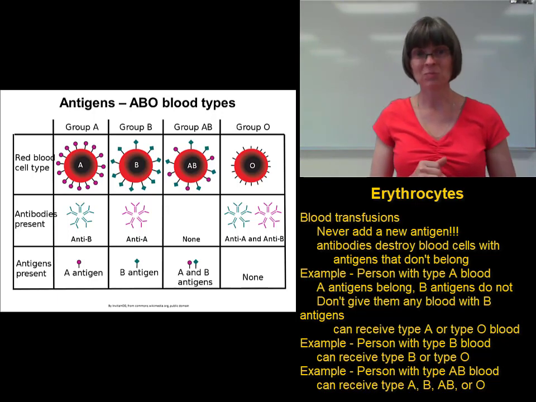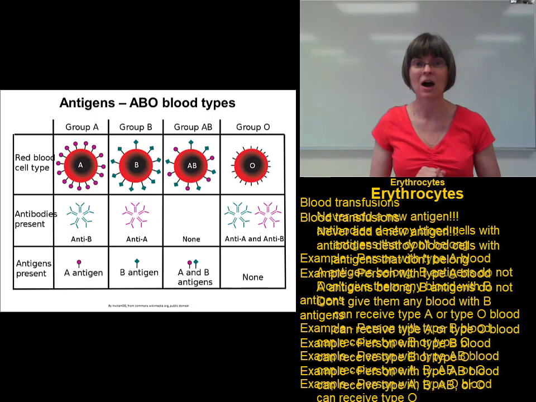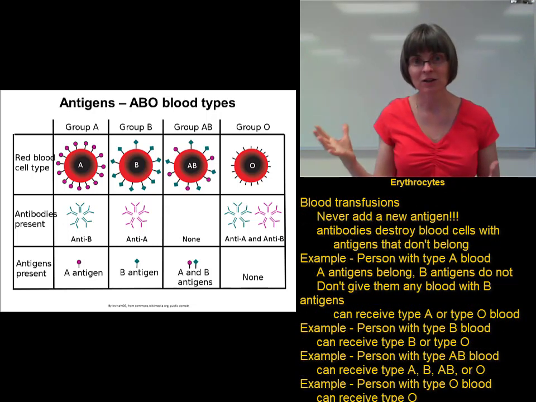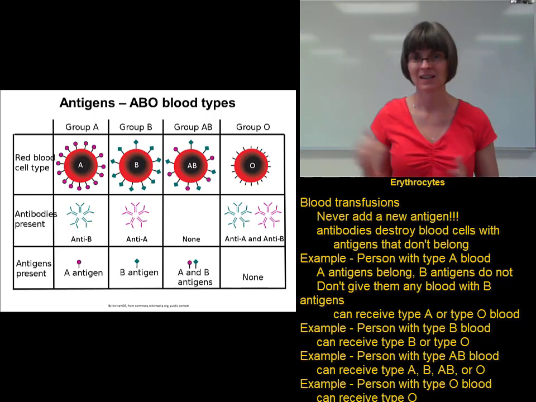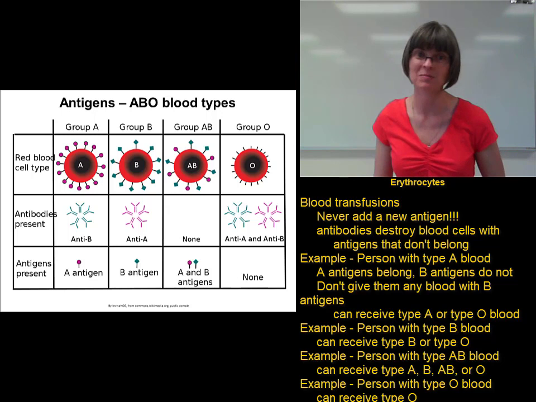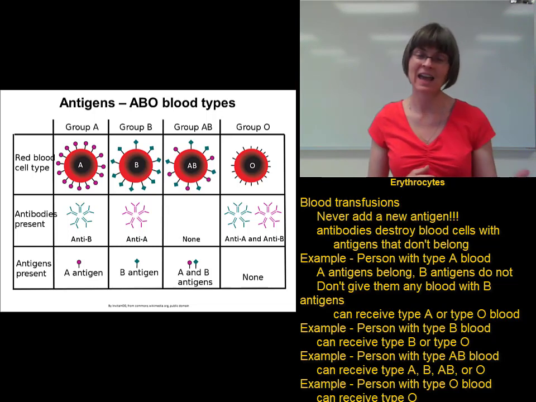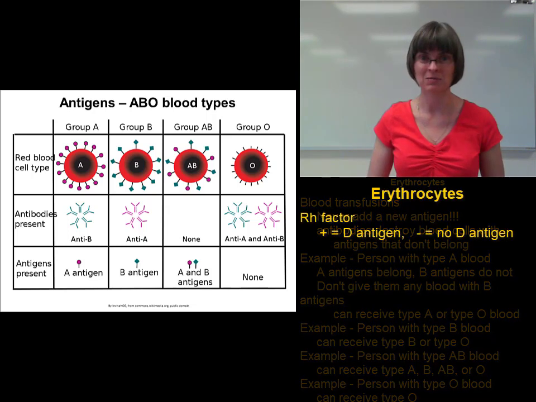On the other hand, the people with type O blood are our universal donors. They don't have any antigens on their blood, so they can donate to any of the different blood types, but they can't receive blood from anybody but someone else with type O blood. They'll attack A or B or AB.